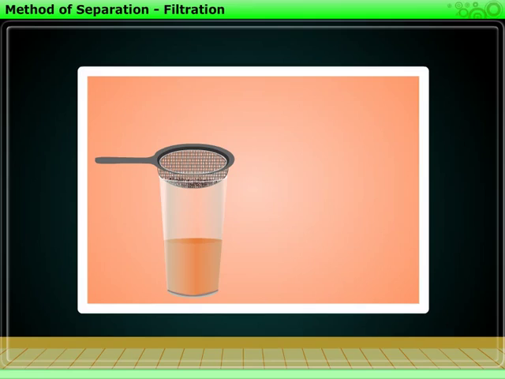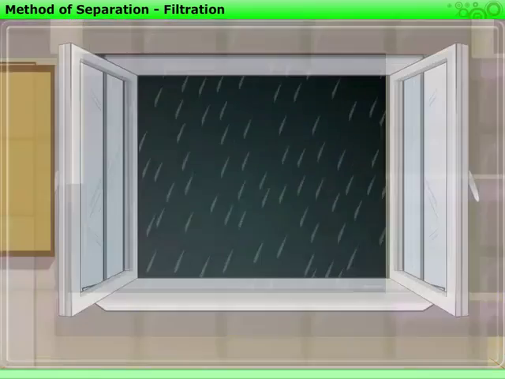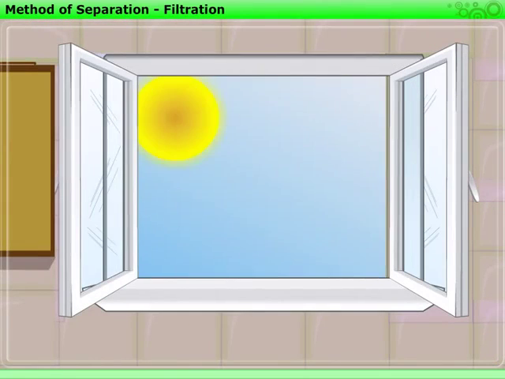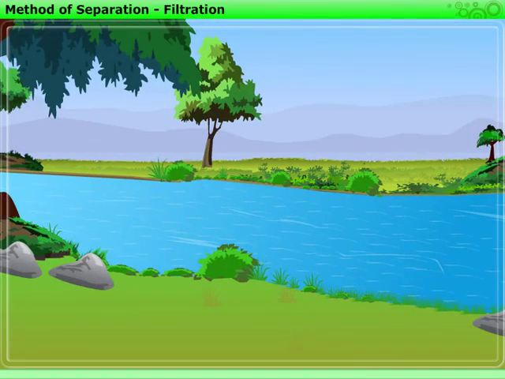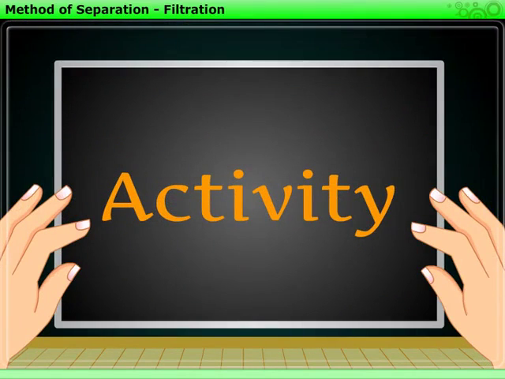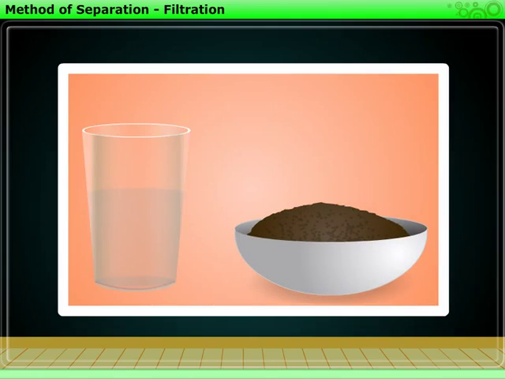Let us try another method. You know that after the rainy season, the water we get through the taps is sometimes muddy and not safe to drink. Also, the water collected from ponds and rivers may be muddy. Let us perform an activity to remove insoluble impurities like soil from the water.